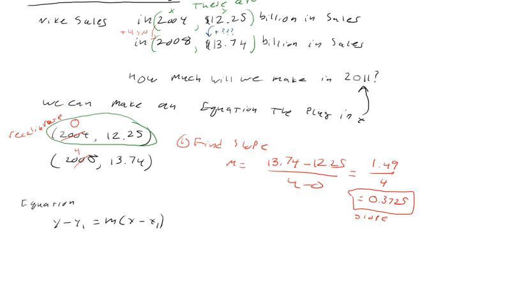So plug them in. I'm going to get y minus y1, which is 12.25, equals m, oops, sorry, I know what m is, my slope, 0.3725, times x minus x1, which is 0. And there's my equation.